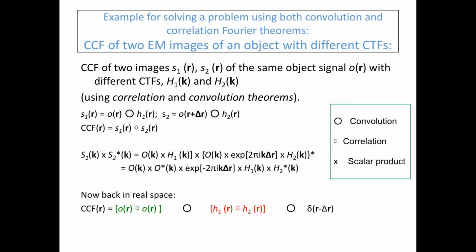Okay, so now back in real space, ACF, or the autocorrelation function of the object, times H1 correlated with H2, and then convoluted with delta of r, which means it's shifted. So this entire thing is shifted by this initial vector here.